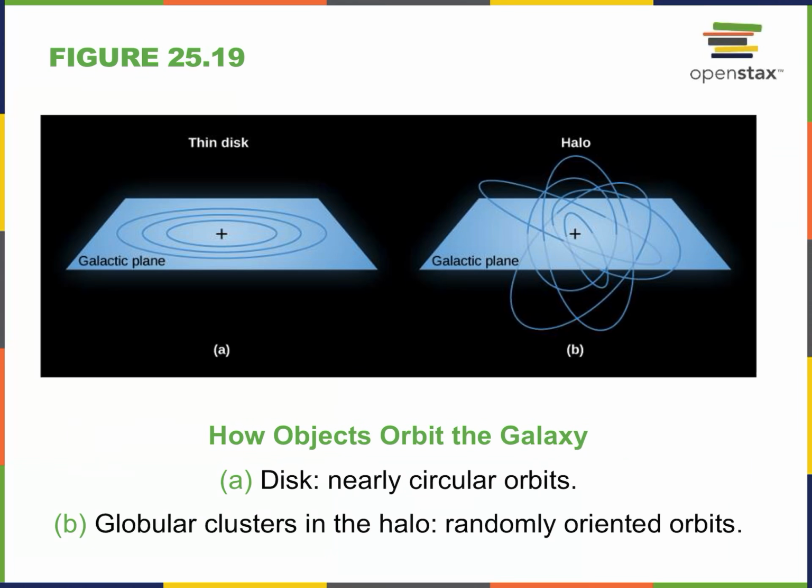The bulge is not shown in these two diagrams, but stars in the bulge have some randomness and some rotation to their motions. Their orbits are much less orderly than disk stars, but not completely random like the globular clusters.